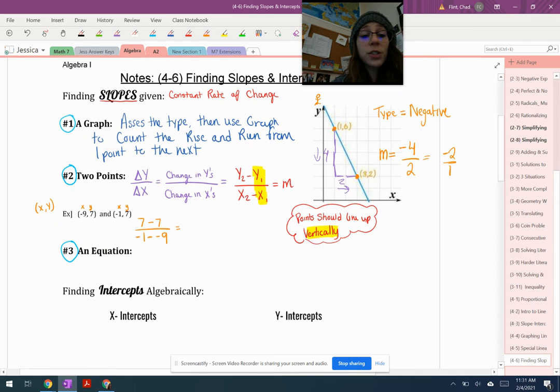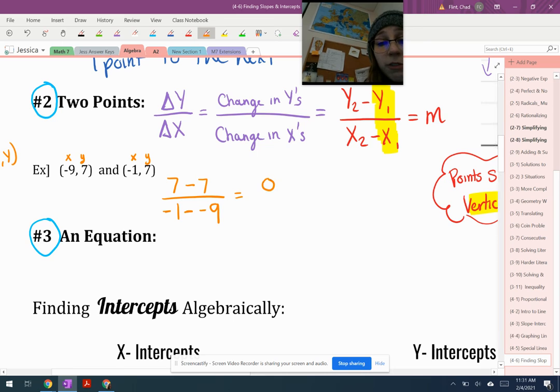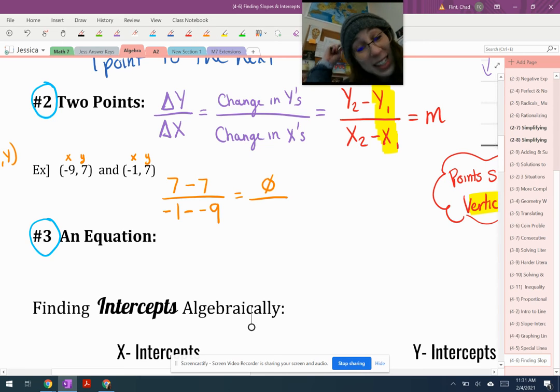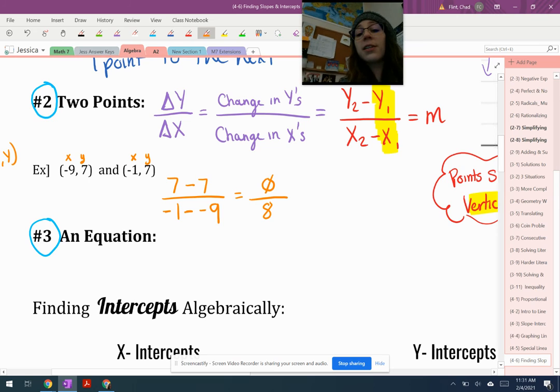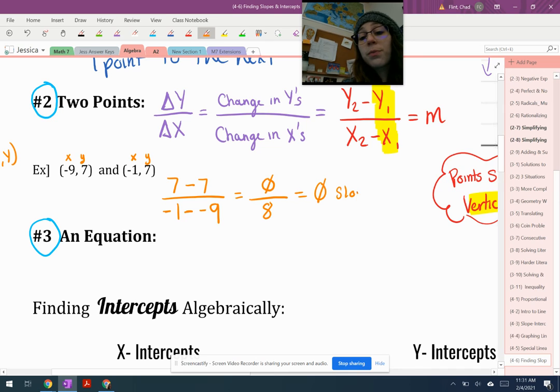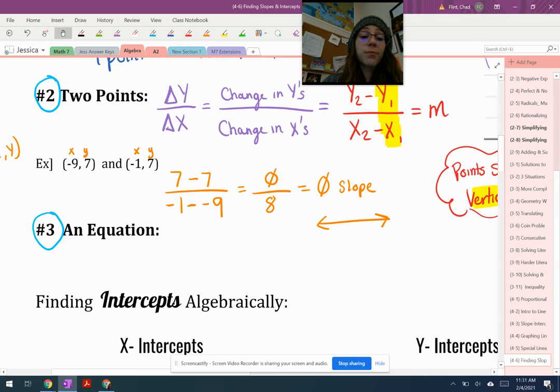All right, so let's do that math now. On the top, I've got 7 minus 7, which is going to give me a 0. And on the bottom, I've got negative 1 minus negative 9, which really just turns into 8, because negative 1 plus 9 is 8. 0 divided by 8 is really just a 0 slope, which makes it look like one of those lines, that 0 slope with 0 inclination.